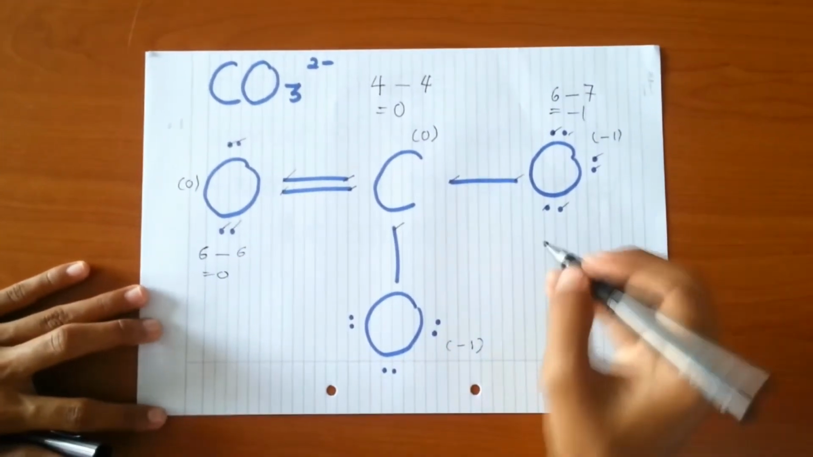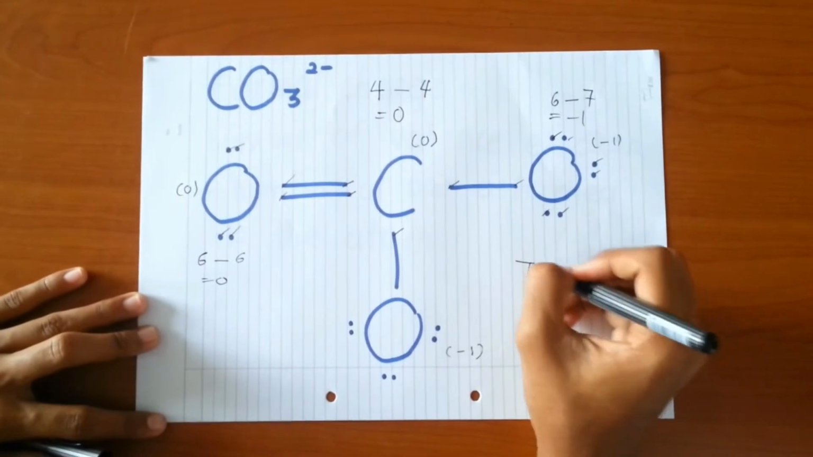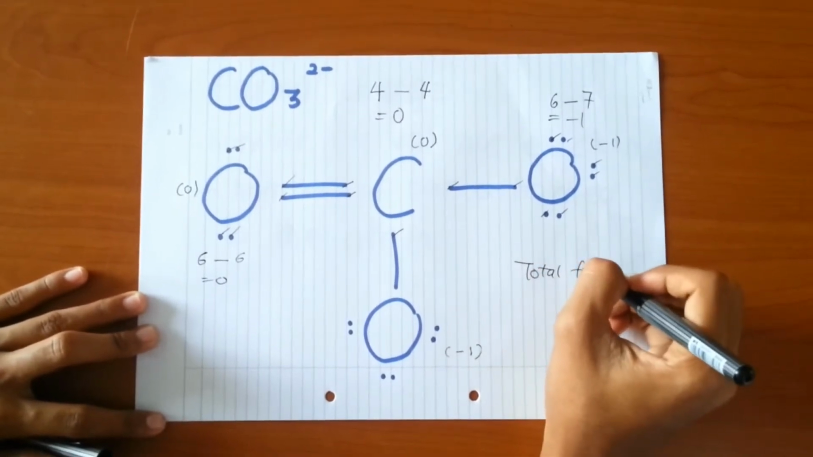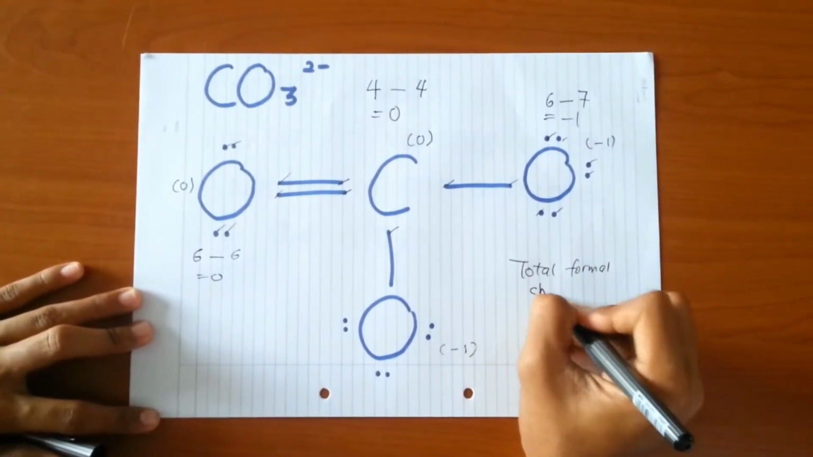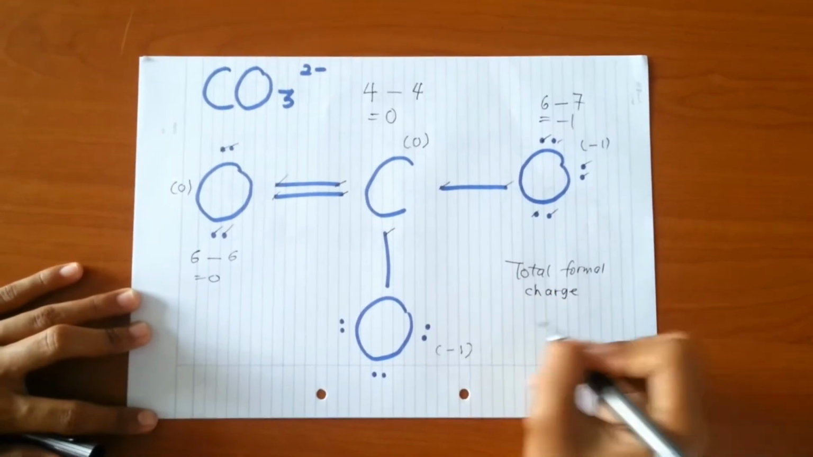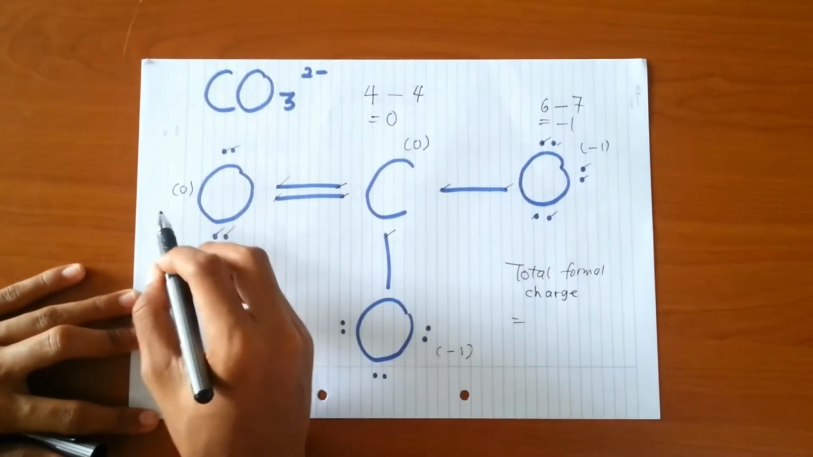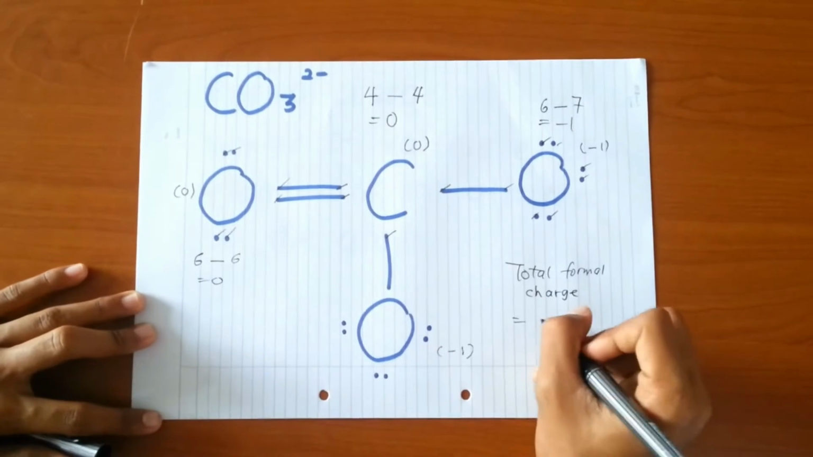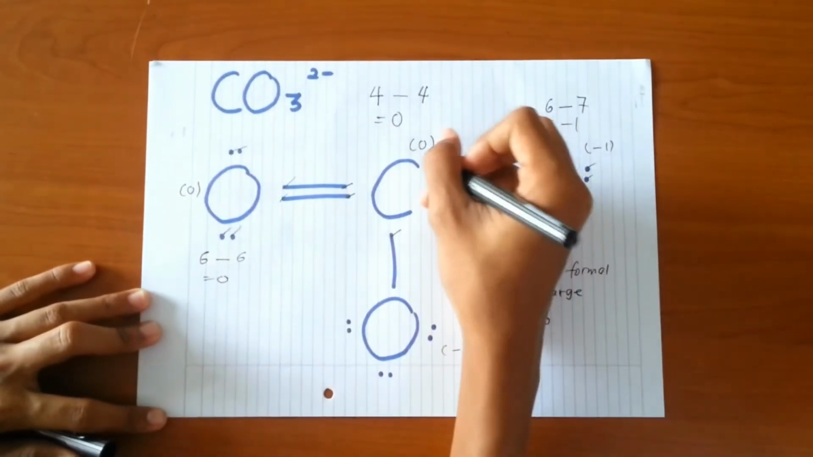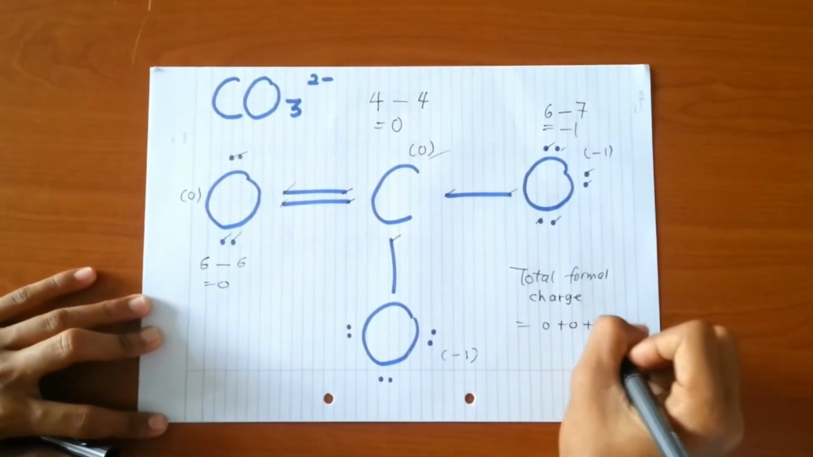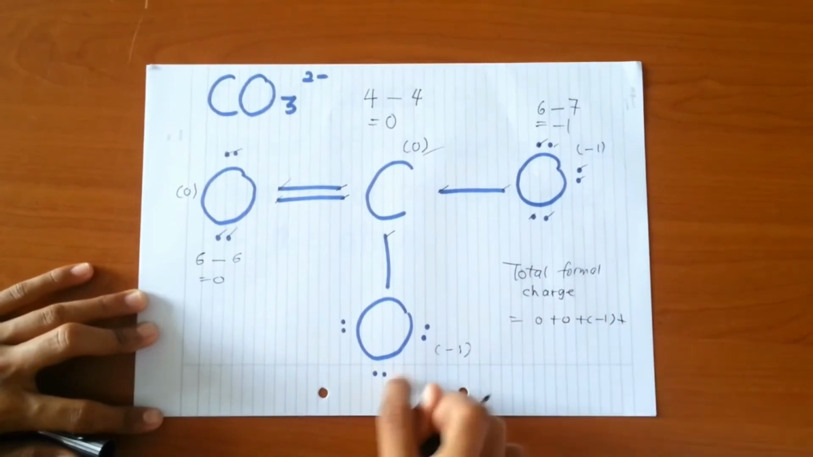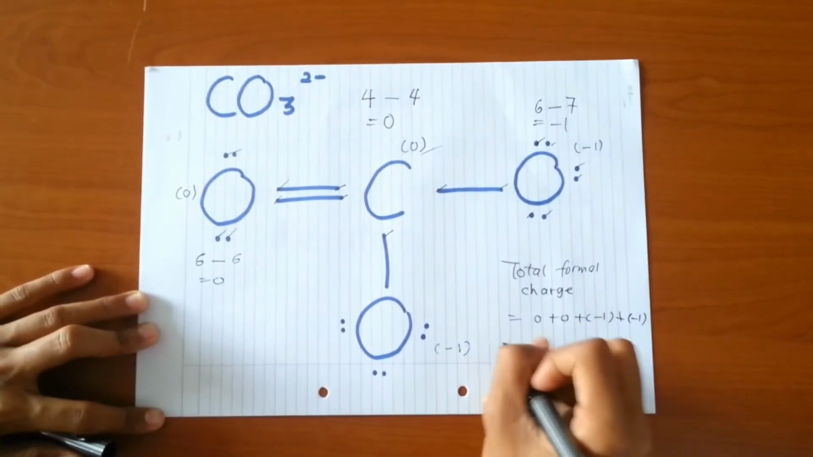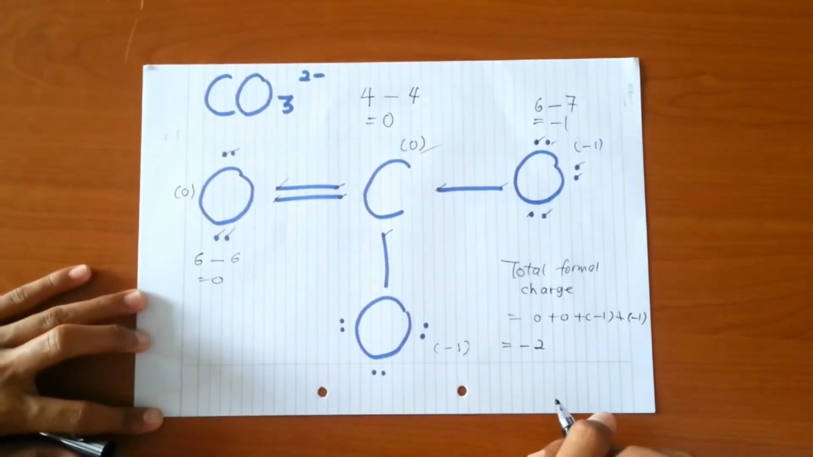To find the total formal charge, we just need to add all the formal charges here. 0, 0, plus negative 1, plus negative 1. So we will get negative 2.